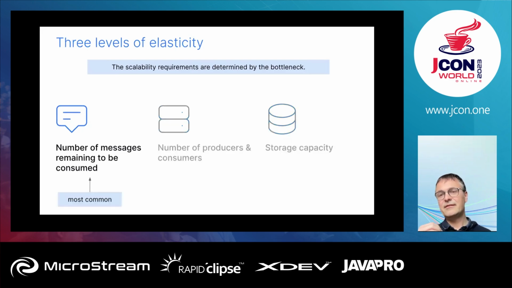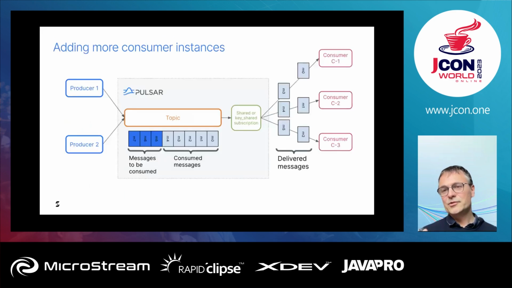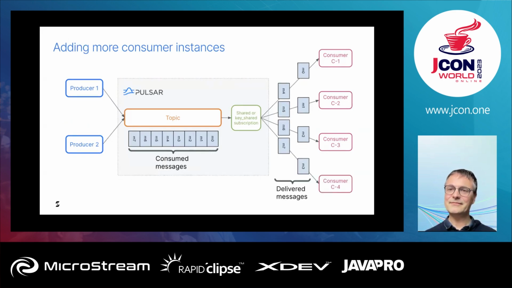Okay, so now let's delve into the first bottleneck, which is likely to be the most common you will encounter. So suppose you have multiple consumers consuming a topic. Then what happens if the number of messages to be consumed grows faster than the consumers can process them? Then, with Pulsar, you just have to add new consumers to what we called a shared or key shared subscription. So you can increase the throughput by adding new consumers. And that's it.